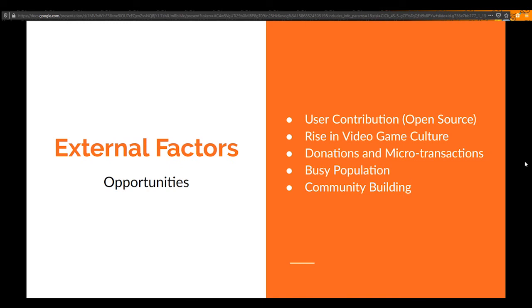On opportunities, we have user contribution because it's an open source program. We have the fact that video game culture has risen a lot in the last years, so this makes this app, which is a task app, appealing for people who are into video games. We also have the fact that currently there are a lot of people who are busy and have a lot of stuff to do, so having an app which helps to manage time is kind of popular, to have spots for your hobbies or to have time to do different things instead of being so busy with work, chores, and different tasks. And we also have the opportunity to build a community around the app using our guild system.